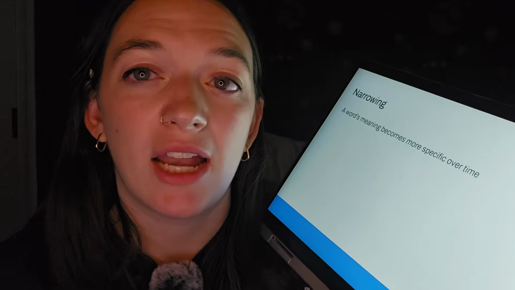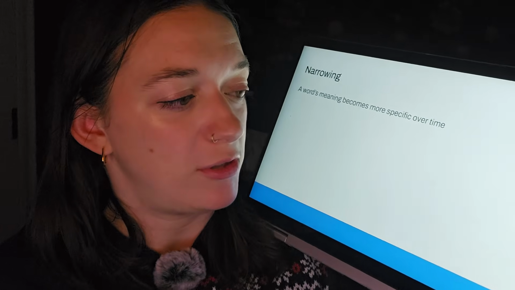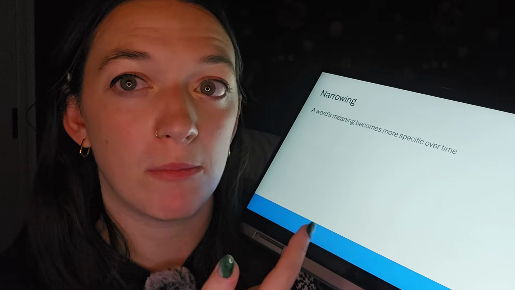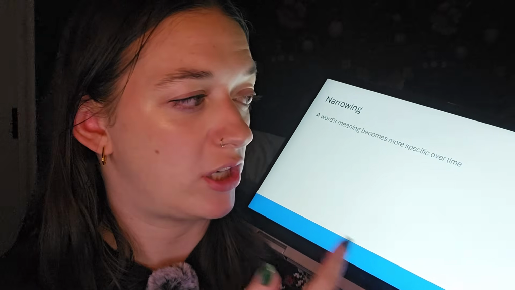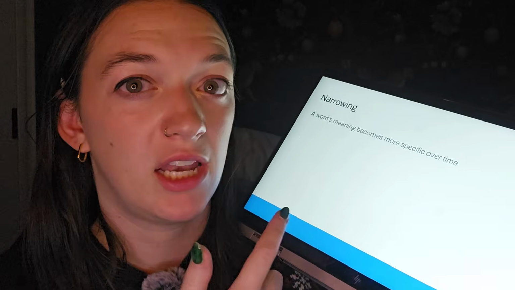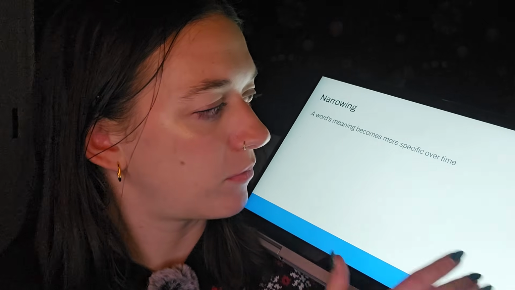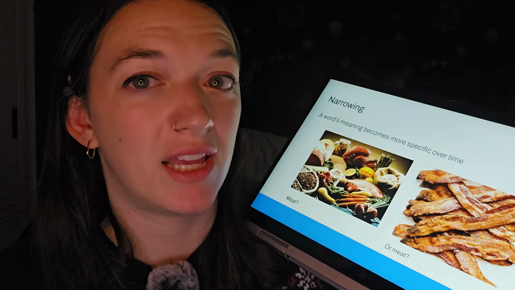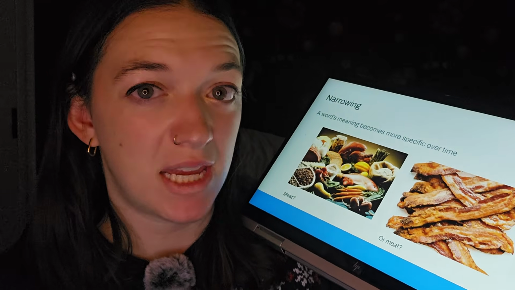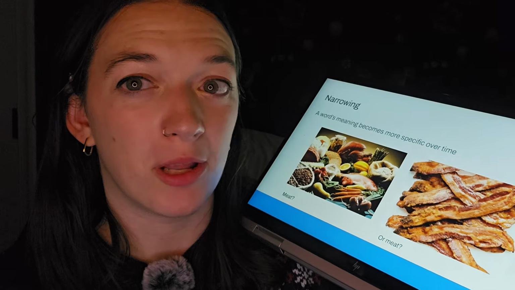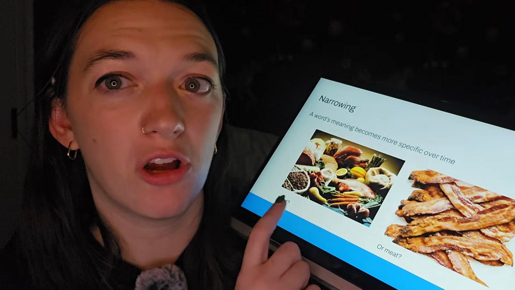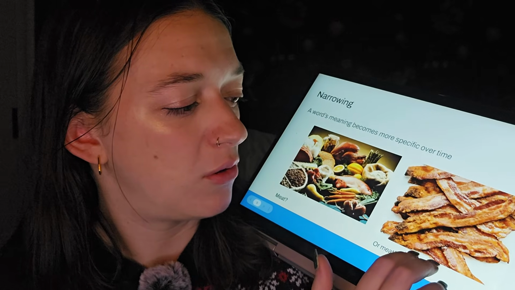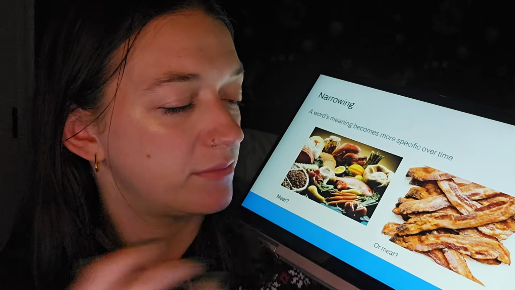One common semantic change, or semantic shift, is when a word's meaning becomes more specific over time, and this is called narrowing. An example of narrowing is the word meat. When you think of the word meat, do you think more of the picture on the left or the picture on the right?